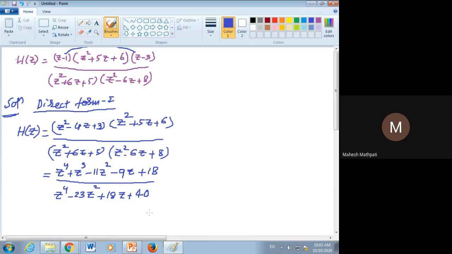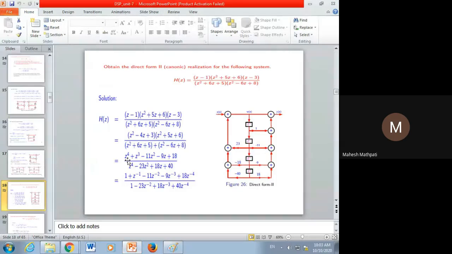सब लोगों का आया इतना? कितने लोगों का आंसर ये? Yes, sir. That's correct. Let me check whether it is right or wrong. Just consider Z to the power 4, Z power 3 minus 11 Z square minus 9 Z plus 18.